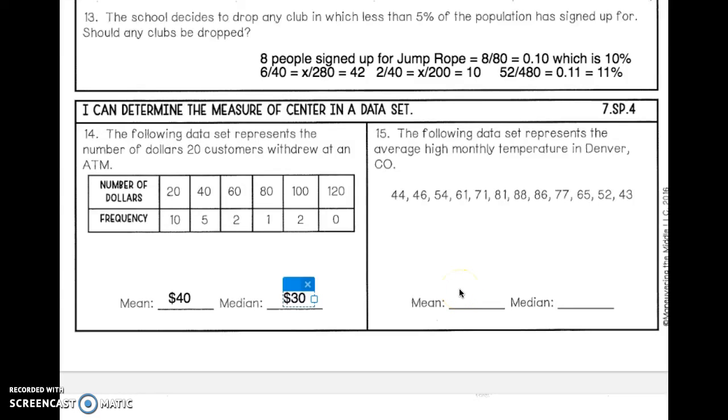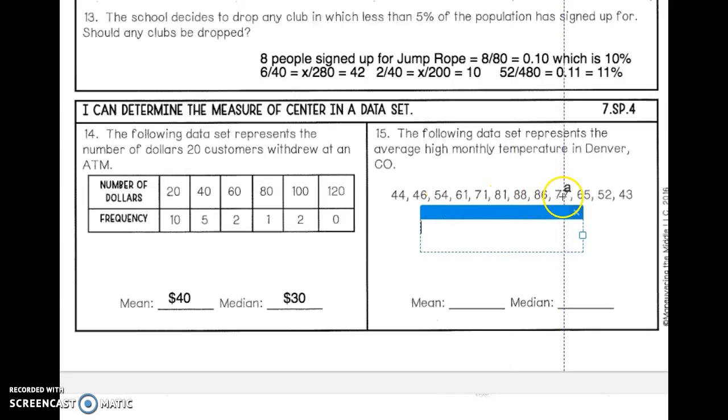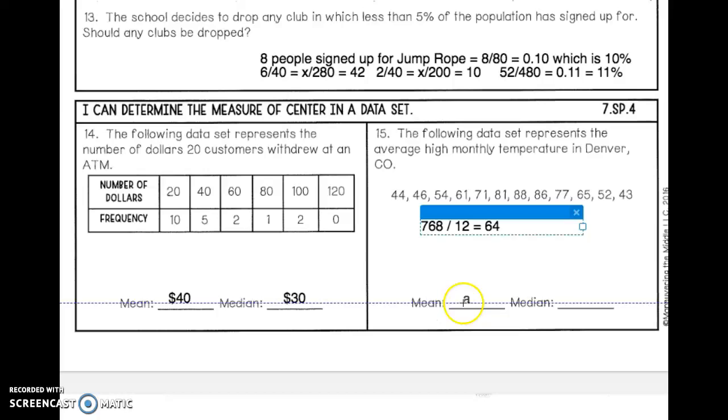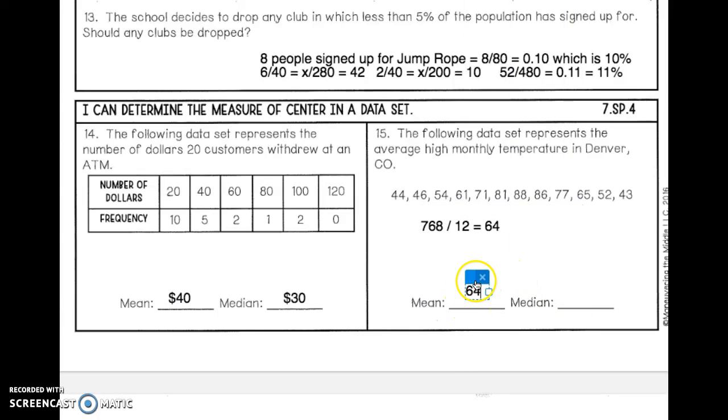Alright, so the last one on this page, number 15, these are not in order, but in order to find the median, you don't necessarily need to order them to find the mean, but you do need to order them to find the median. So in order to find the mean, you just add them all up and then divide by, let's see, what are there? 1, 2, 3, 4, 5, 6, 7, 8, 9, 10, 11, 12 numbers in the set. So when you add those up, you get 768 divided by 12, which is 64. So this mean is 64.